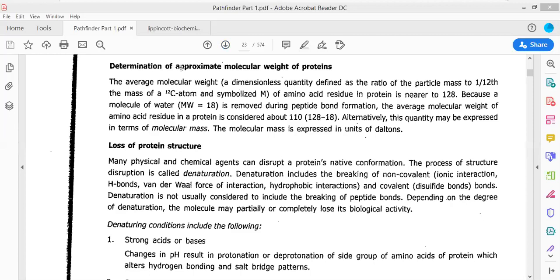You can write in the chat box that the screen is shareable and my voice is audible to you or not. Meri voice aa rahi hai ki nahi aa rahi, स्क्रीन दिख रही है कि नहीं दिख रही, आप मुझे बता सकते हैं.